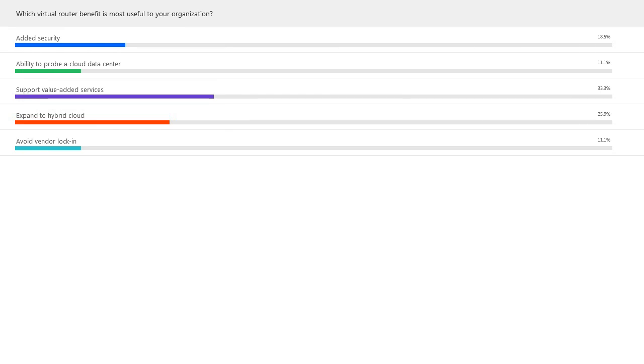It looks like supporting value-added services, about a third of them are saying that. Let's see, 26% said expanding to hybrid cloud, almost 19% added security, and then probing data centers and avoiding vendor lock-in came in relatively low. I would imagine all of these are very important, but it is interesting and probably heartening that it's really about adding value-added services, which is going to be very important, obviously, for the service provider. So that's good to see.